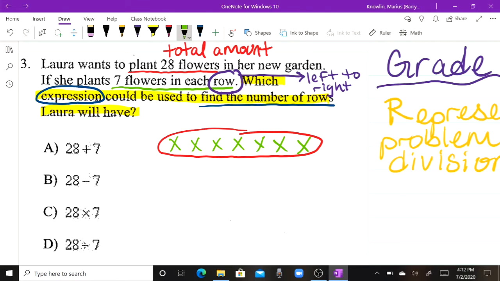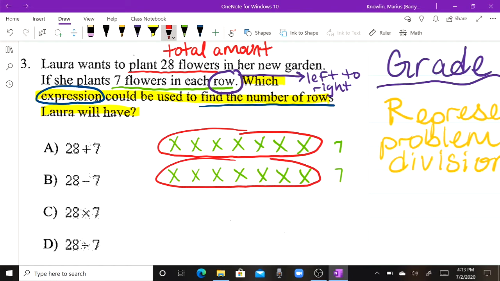All right. And I'm going to put a 7 right here, so I can keep track of how many are in each row. Then I'm going to do another 7. 1, 2, 3, 4, 5, 6, 7. Put a 7 out here. And I want to group them together. Now I have a total of, how much is that? Let's use my green. So that's 7 plus 7. Right now we have 14.